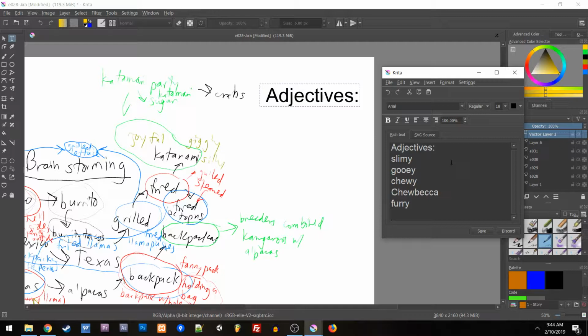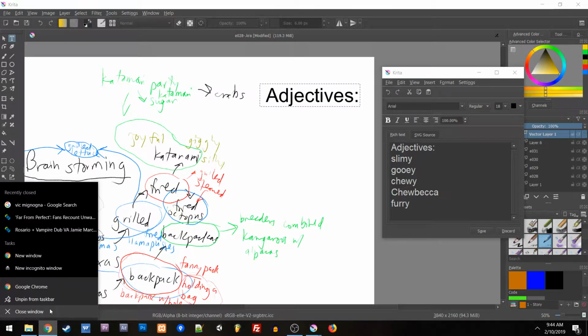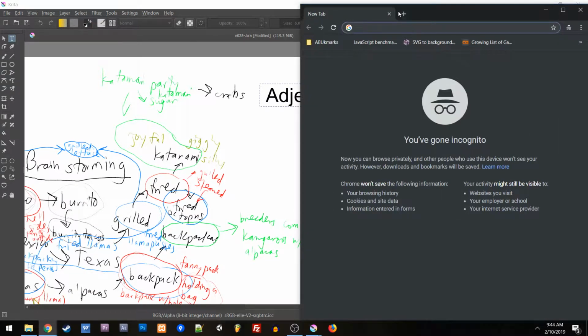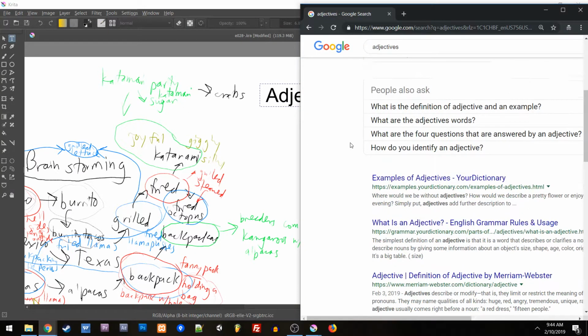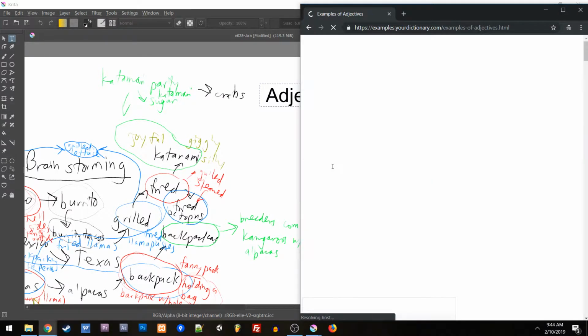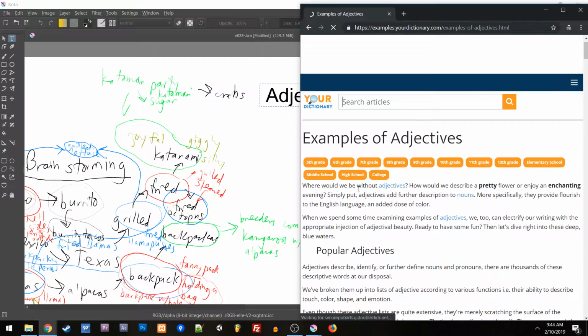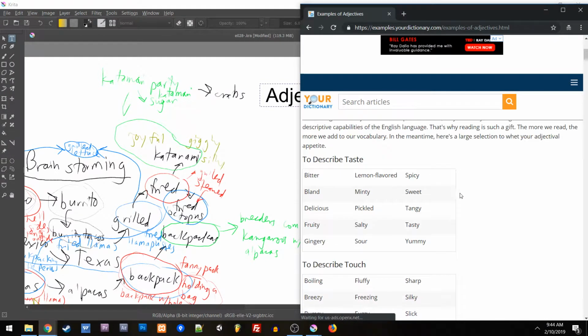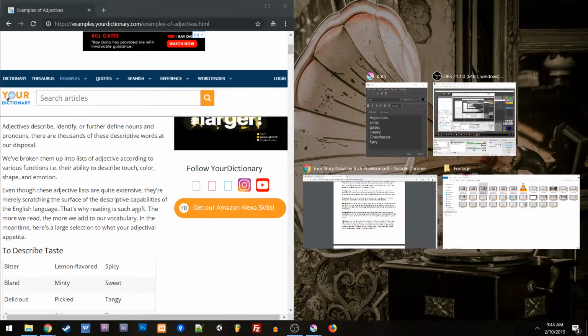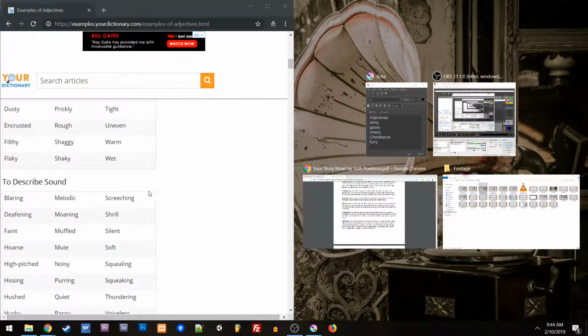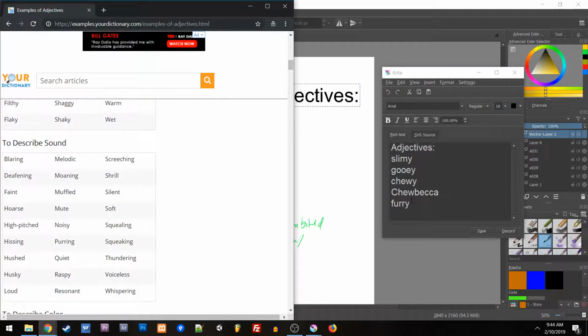So if I get really stuck, what I can do is go to Google and look up adjectives. What are some examples of adjectives from your dictionary? Okay, I don't think those are adjectives. Popular adjectives, we got bland, that's a very different one. Lemon flavored, spicy, minty. So that's giving us some new ideas right there. Although we have all these ones on Chewy, so I'm going to keep going. So that's describing taste, describing touch, describing sound. Here we go. This is something different.